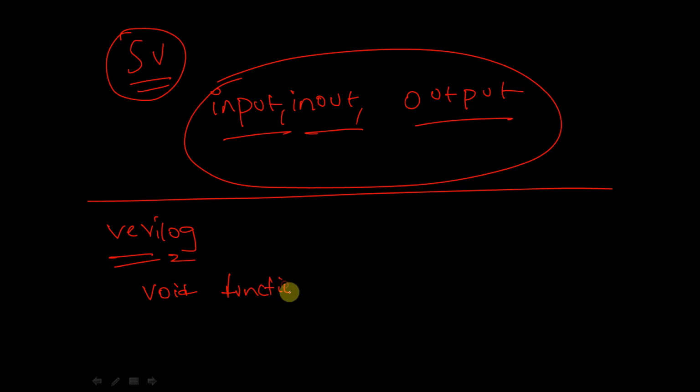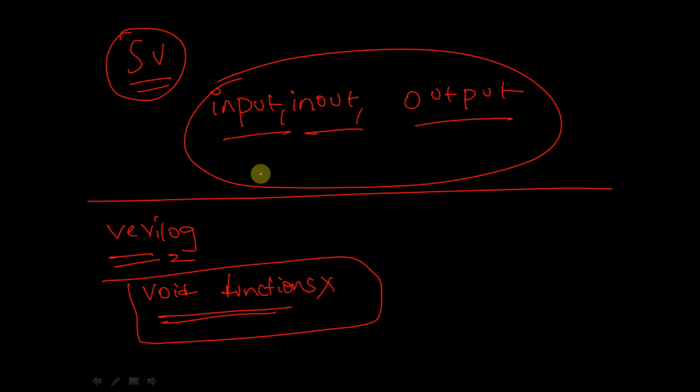In Verilog, we cannot have void functions. What is a void function? A void function is a function which does not return any value. In Verilog, a function should return some value. Verilog doesn't support void functions.